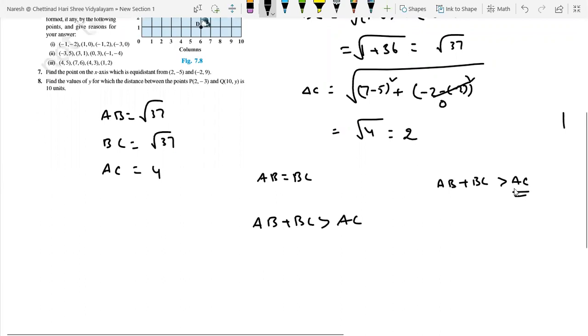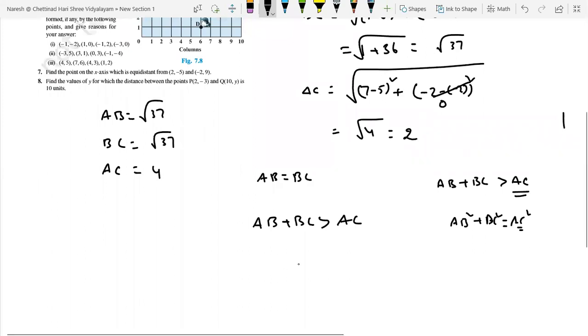In a triangle, the sum of the two sides is always greater than the third side to say it is a triangle. In an isosceles triangle, the two remaining sides are equal. And in the case of a right angle triangle, AB square plus BC square is equal to AC square. This condition should be satisfied. Like that, for each and every geometrical figure you have to show two conditions.